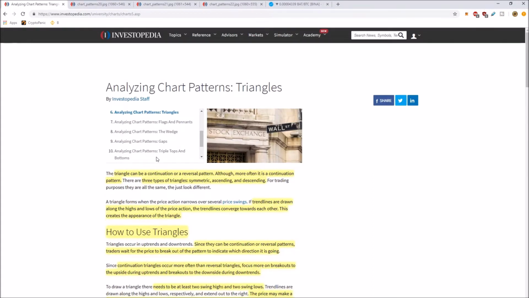They're probably one of the first things that I really started to learn as far as technical analysis. After you start to, I don't even have to draw them anymore because you can just kind of visualize that they're there. So if trend lines are drawn along the highs and the lows of the price action, the trend lines converge towards each other. This creates the appearance of a triangle.